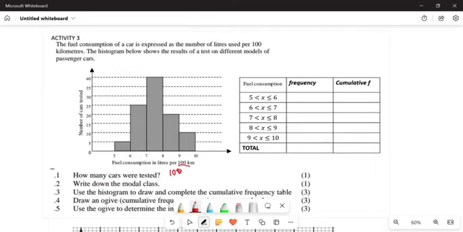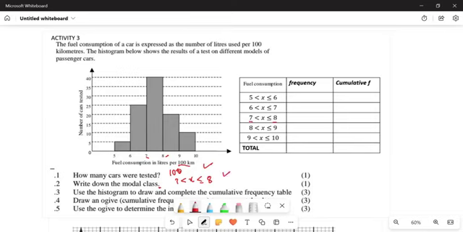Okay, they say write down the modal class. What was the modal class? This class. It's between 7 and 8. So we check the one that has 7 and 8. So we have X is greater than 7, and X is less than or equal to 8. And they give us 1 mark for this one, and also 1 mark for this one.